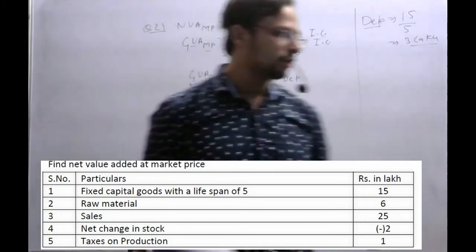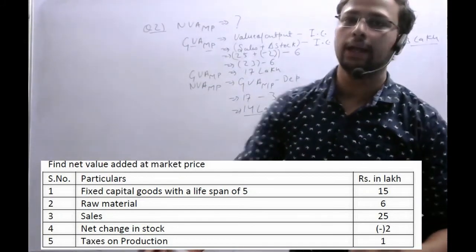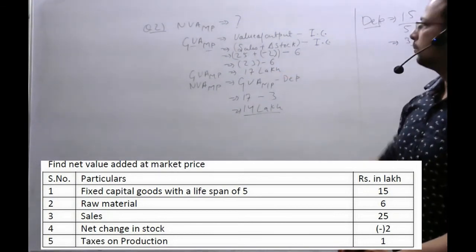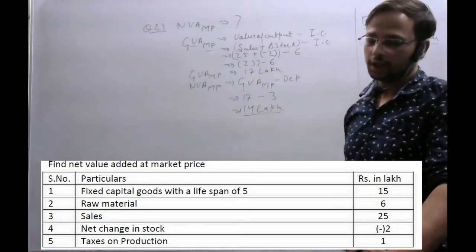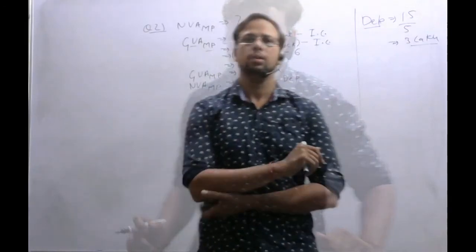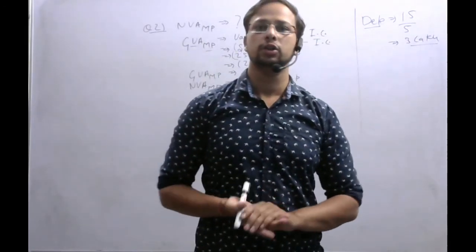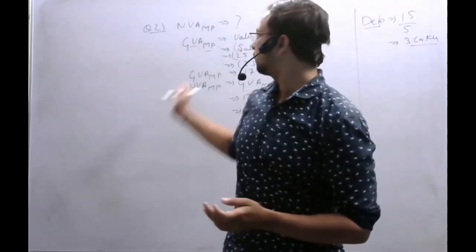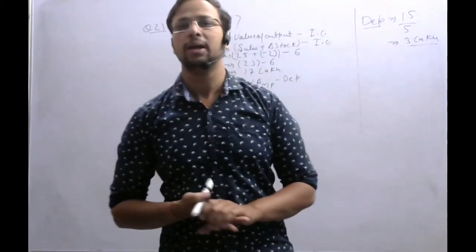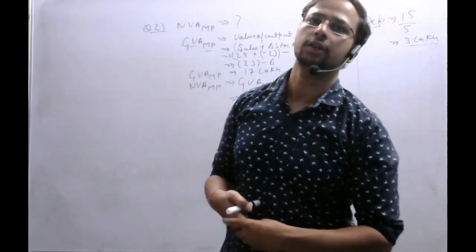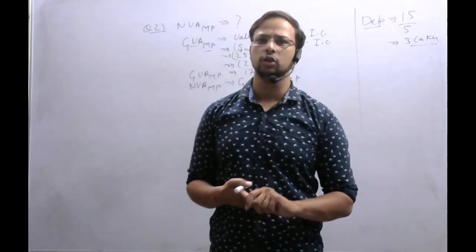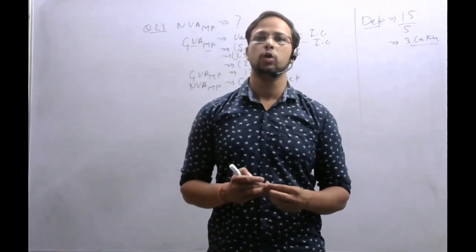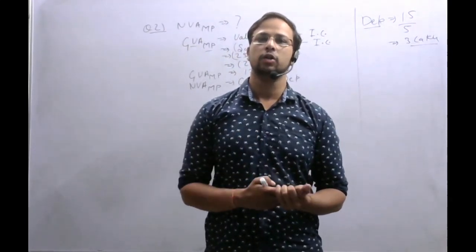So the answer is 14 lakh. I hope you have understood how we calculate NVA at MP from the product method and how the questions are done. Students, I hope you have understood how we calculate national income or other aggregates from the product method. In the questions of the product method, generally national income is not asked; it is asked in the expenditure method or the income method. So in the next video we will discuss what the expenditure method and the income method are, and how we calculate income from them.